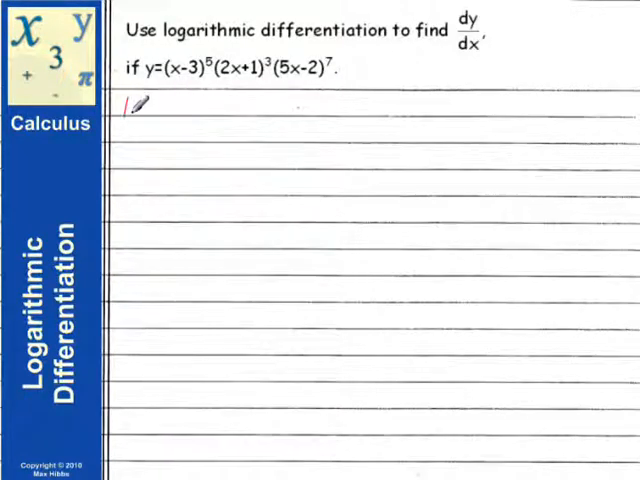So we'll have on the left side the natural log of y, and on the right side the natural log, let's do this all at once. We have the natural log of a product of three things, so that's the sum of three things, and each one of those has a power on it. So we could write this as 5 times the natural log of x minus 3, plus 3, that's this exponent, times the natural log of 2x plus 1, plus 7, that's this exponent, times the natural log of 5x minus 2.